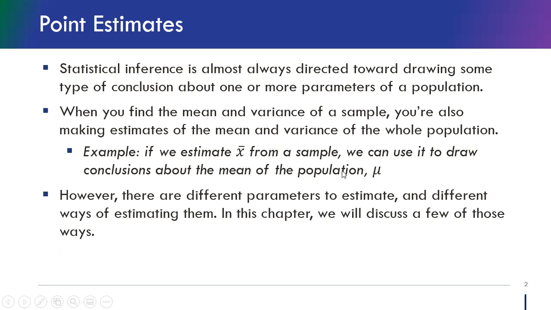For example, we talked about lambda when we referred to the exponential distribution. We can ask what is the point estimate for lambda, or for the probability, proportion P, what is the estimate for P when we refer to a binomial distribution. So X bar is the mean of the sample, and mu is the mean of the whole population.